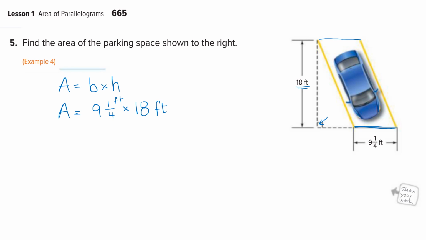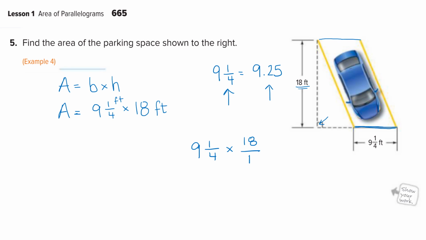Now you can choose to solve this with fractions, or you can convert 9 1/4 to 9.25. So you can choose to multiply with fractions, or you can choose to multiply with decimals. Now, I personally feel like it would be easier to multiply with decimals, so I would do that. Because it's written in fractions, I'm going to model fractions. So we have 9 1/4 times 18 over 1. So we have to change the mixed number to an improper fraction.